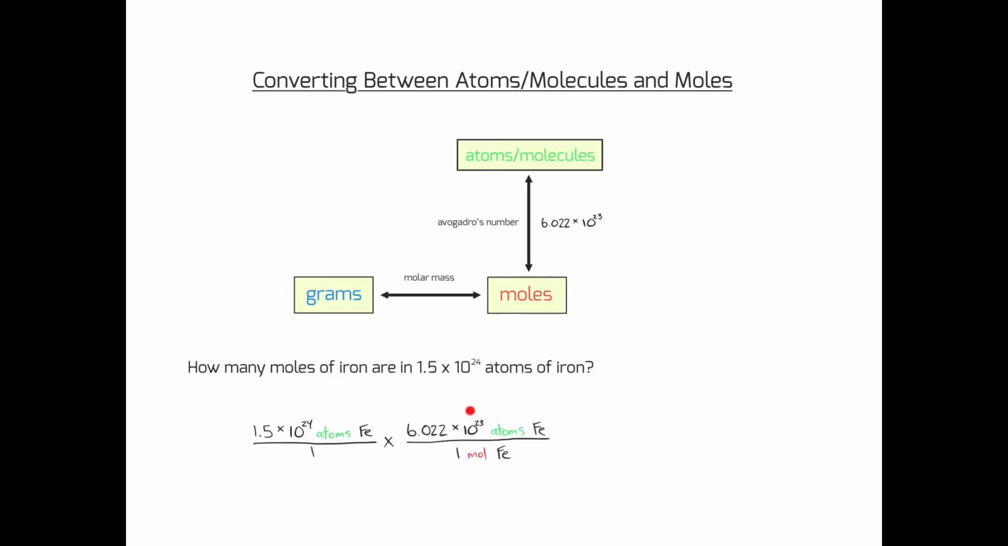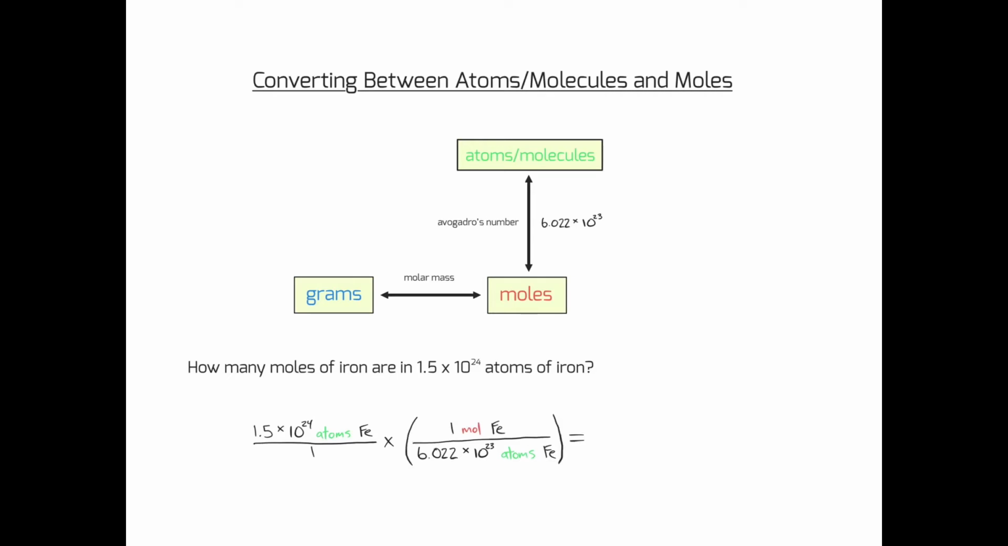So if we were to just multiply our original 1.5 times 10 to the 24 atoms of iron by this conversion factor, we can see that we'd be multiplying atoms of iron times atoms of iron divided by moles of iron, which doesn't cancel our units. Which means that once again we need to flip our conversion factor before we calculate.